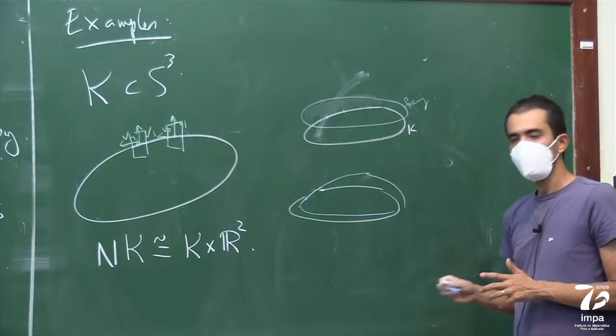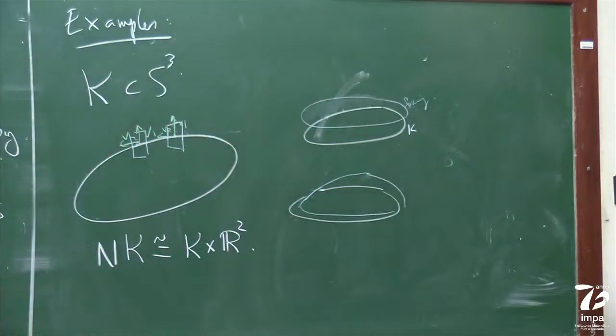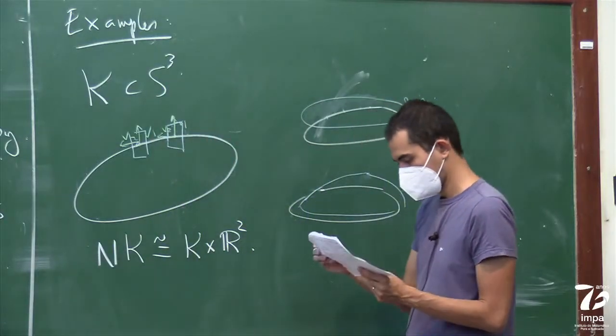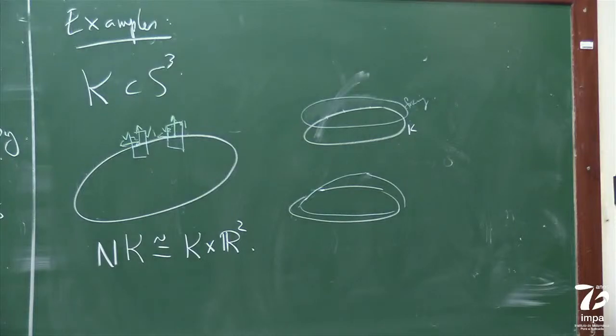Okay? So anyway, this is framings on knots. And if you understand what I'm saying here, it's not very hard to see that every knot admits a framing.